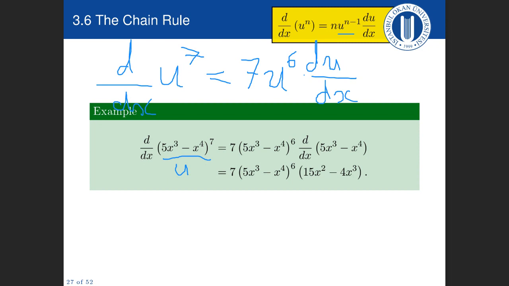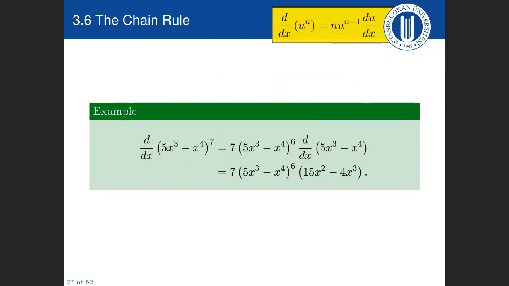So for our example, u is the function 5x cubed minus x to the power 4. So it's going to be 7, and then u to the power 6, 5x cubed minus x to the power 4, to the power 6, multiplied by du/dx, which for us is d/dx of 5x cubed minus x to the power 4. The derivative of 5x cubed is 15x squared, and the derivative of x to the power 4 is 4x to the power 3.